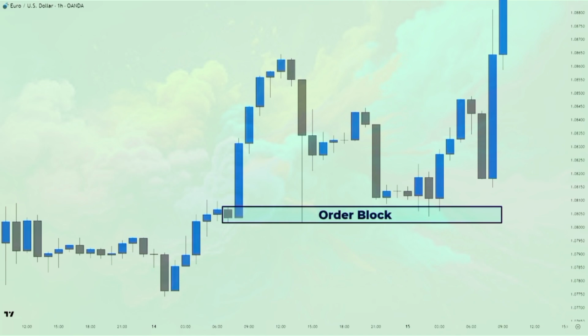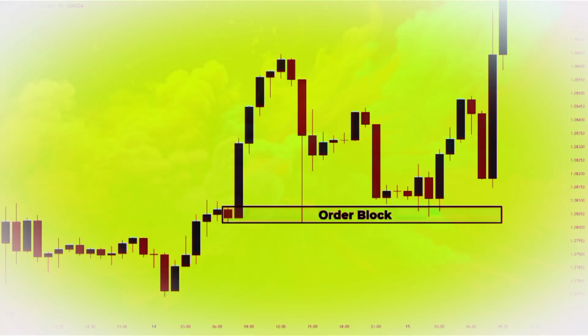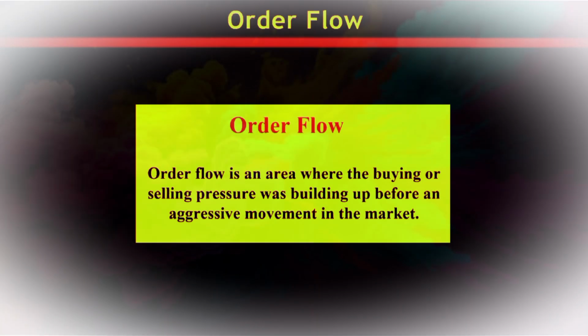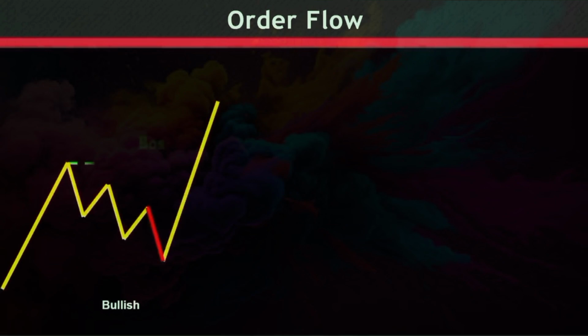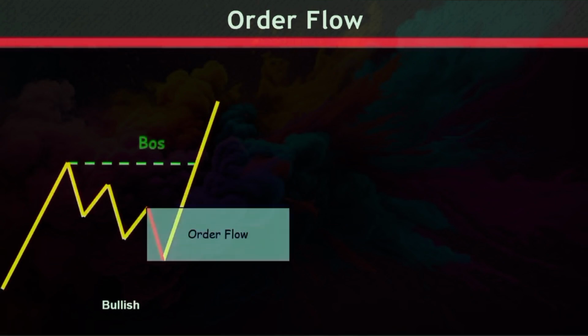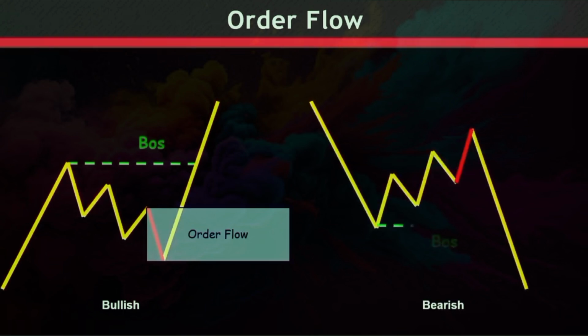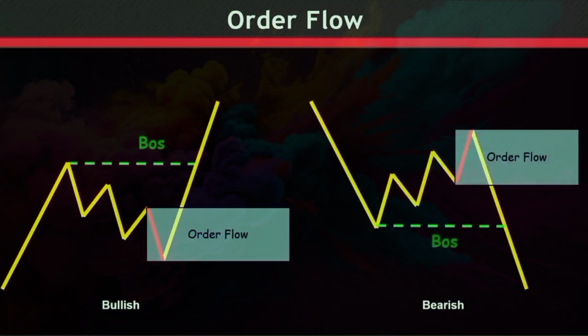Now let me explain to you the second supply and demand zone that we mark on the chart, which is the order flow. Order flow is an area where the buying or selling pressure was building up before an aggressive movement in the market. The bullish order flow is where the last bearish pressure was present before the bullish move. Similarly, the bearish order flow is where the last bullish pressure was present before the bearish move. Order flow areas are also considered a key supply and demand in smart money concepts.